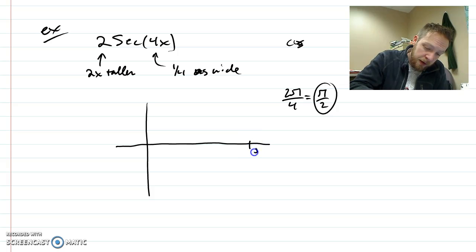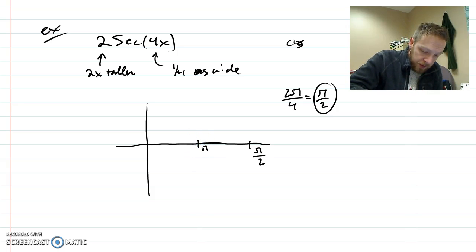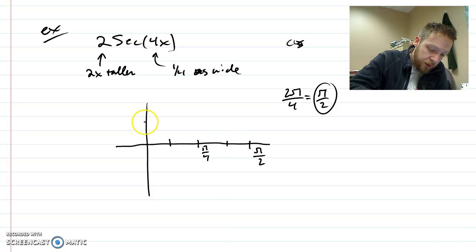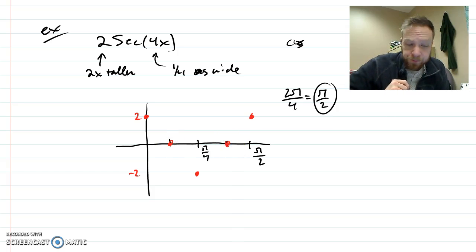So I'm going to mark pi over 2 here, and then we always chop the period up into 4 pieces for sine and cosine. There's pi over 4. There's also pi over 8 right here, and 3 pi over 8 right there. Cosine would normally start at the amplitude, which would be 2 in this case in both directions. It would go down, and then it would return after 1 period. And then, those are the key points.